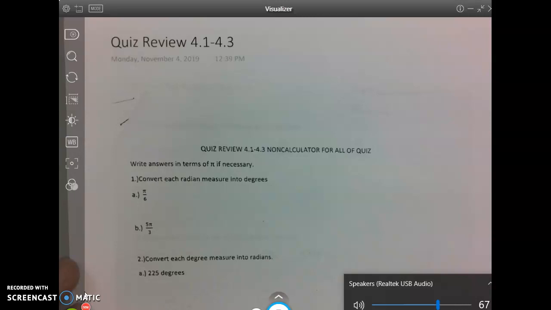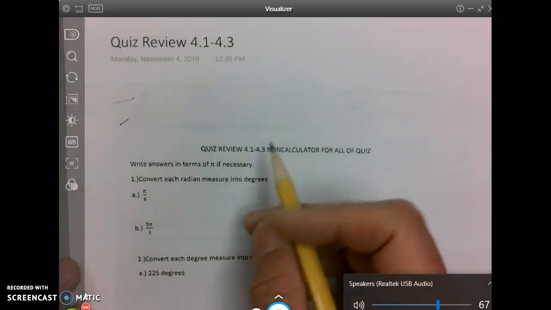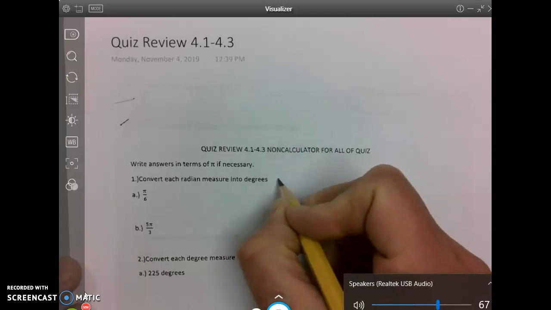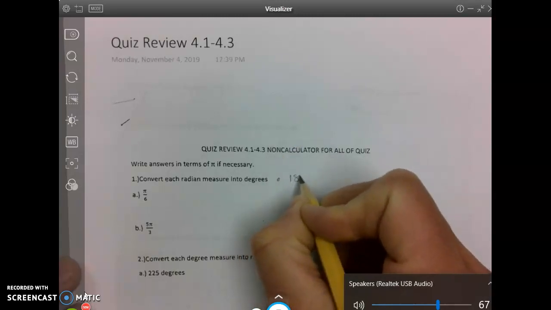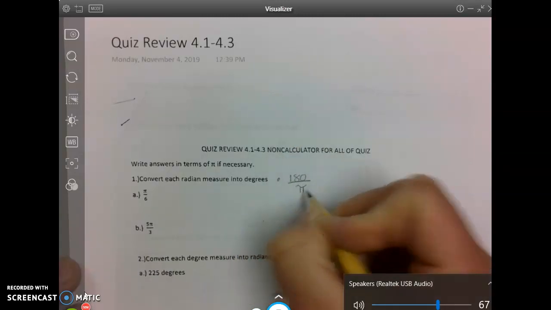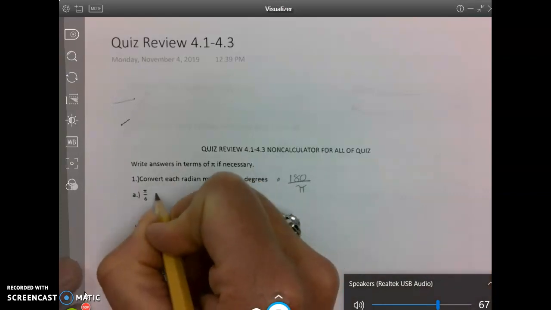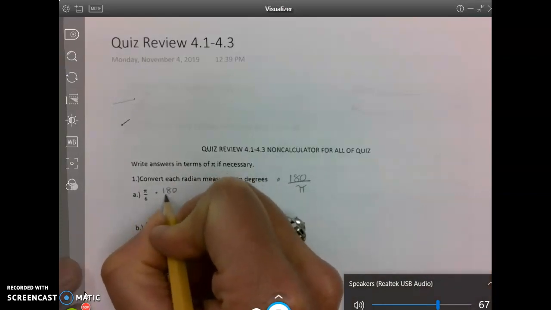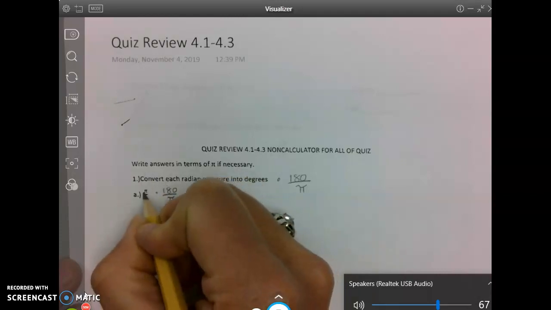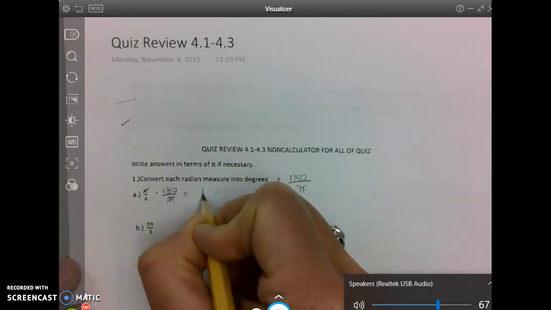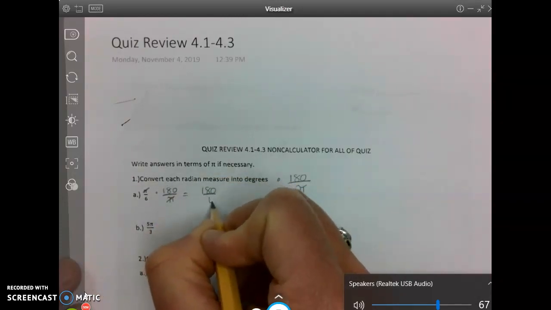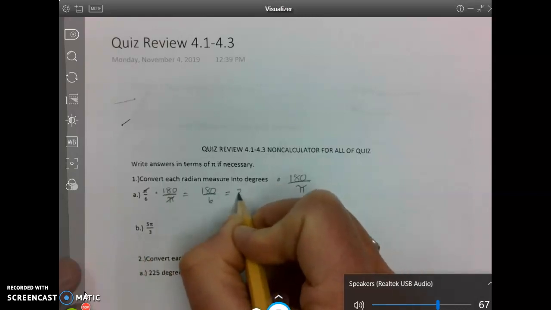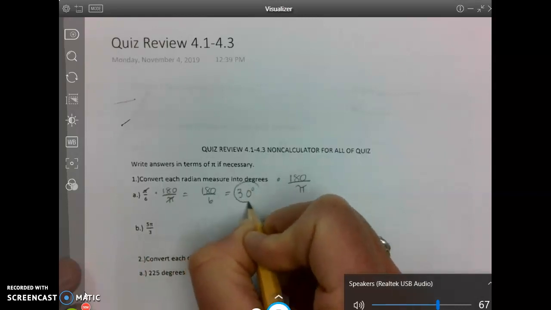Convert each radian measure into degrees. When we're going from radians to degrees, we're going to multiply by 180 over pi. The pi's cancel, and I'm left with 180 divided by 6, which gives me 30 degrees.